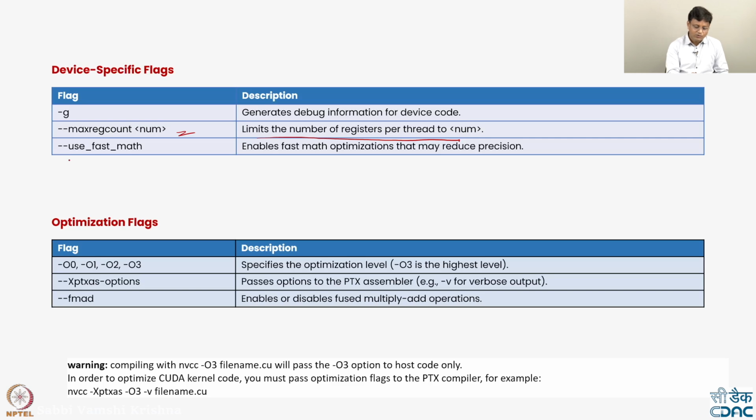The third one is use fast math, a device-specific flag. Whenever you use this math-related flag, it enables the fast math optimization. But when we apply this fast math optimization, definitely it is going to reduce your precision.